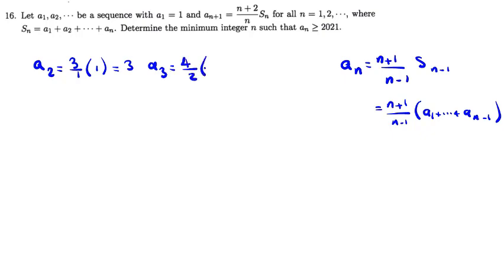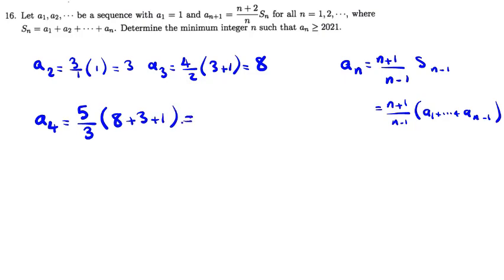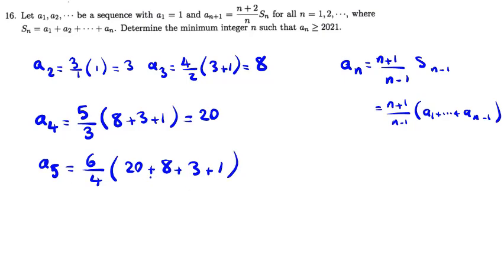Is 4 over 2 times sum of previous ones, 3 plus 1, which is 4, 4 over 2, 2, 2 times 4 is 8. Now, a4 is 5 over 3 times the previous ones, 8 plus 3 plus 1. So 11 plus 1, 12, 12 over 3, 4, 4 times 5, 20. The next one, a5, is what? 6 over 4 times 20 plus 8 plus 3 plus 1. Here it will be what? As you can see, each term is greater than twice the previous one. So we can easily reach 2021.